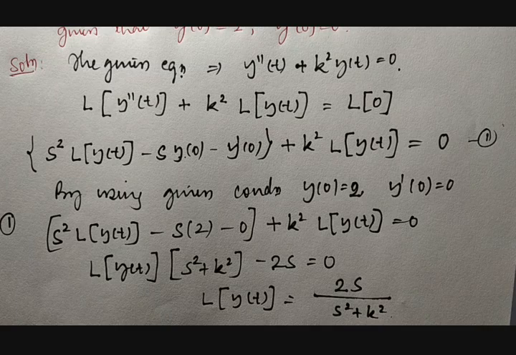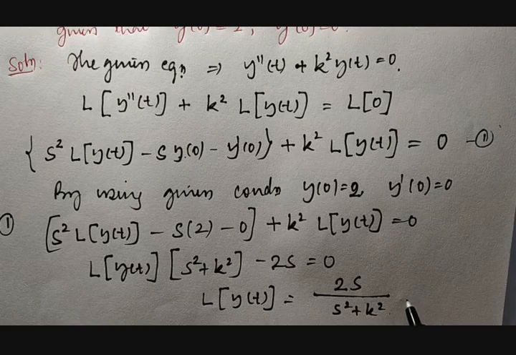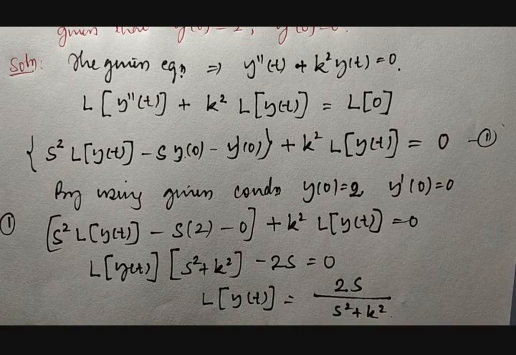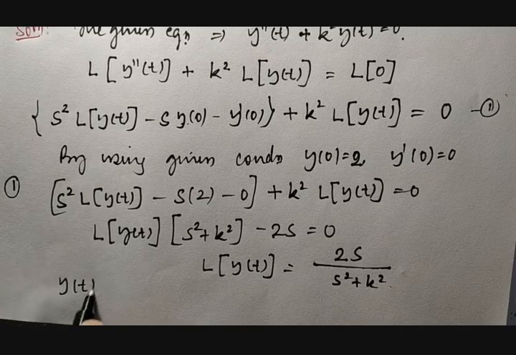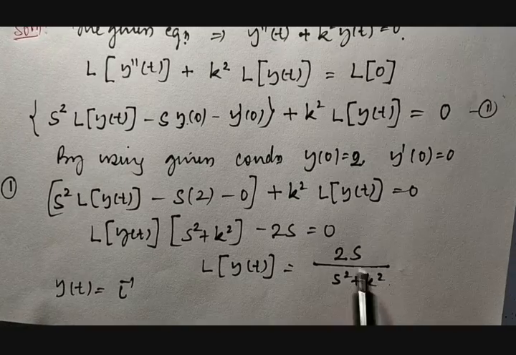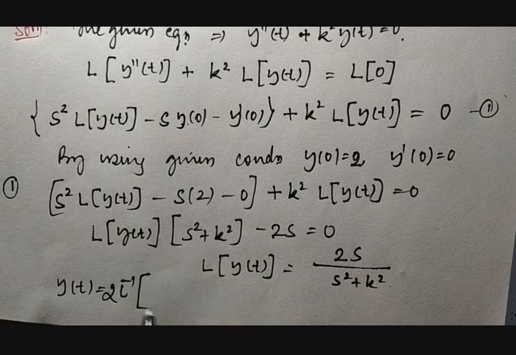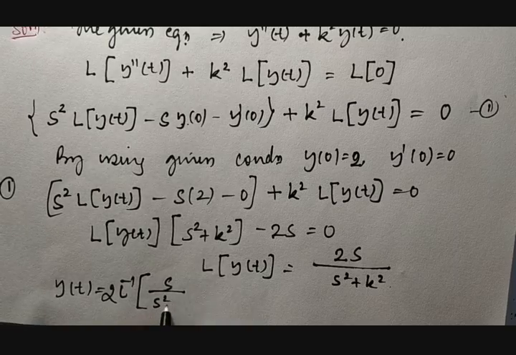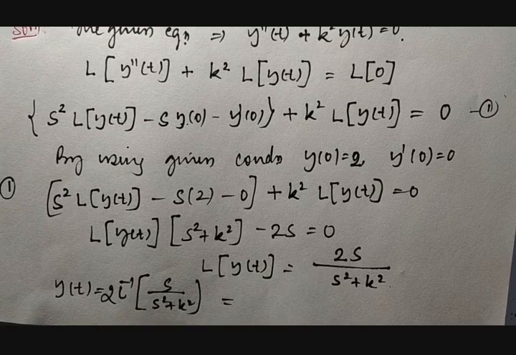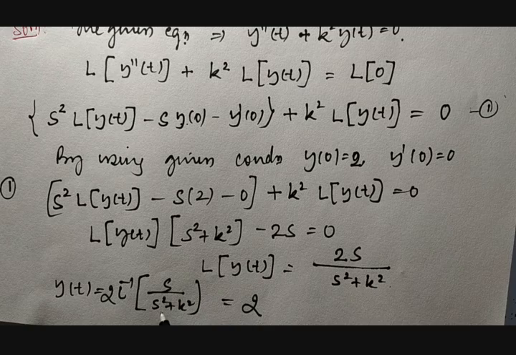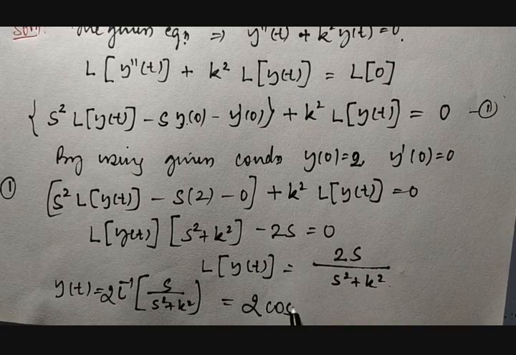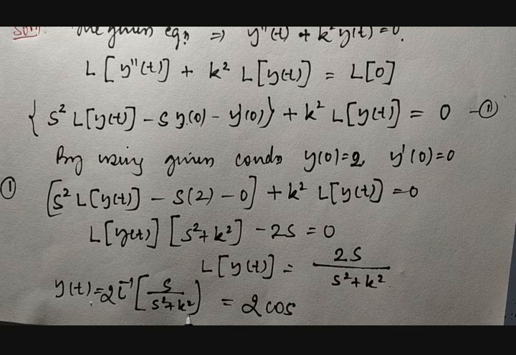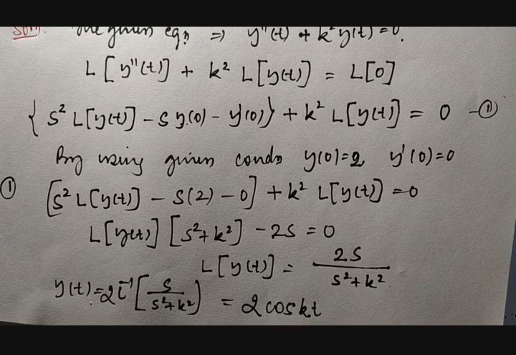If you transfer this Laplace to the other end, it becomes the inverse Laplace. Therefore, y(t) is equal to the inverse Laplace transform of this. I'll take 2 common. Then inside the bracket it is s divided by (s² + k²). This is equal to 2 times the Laplace inverse of s divided by (s² + k²). S divided by means it is cos, and here instead of a², k² is there, so it is cos(kt).